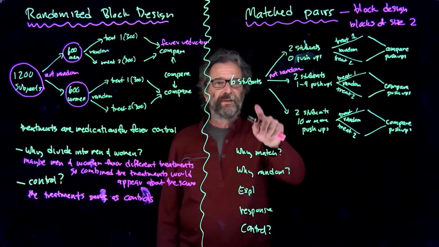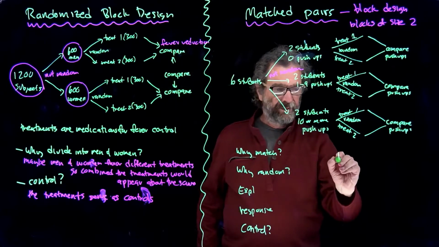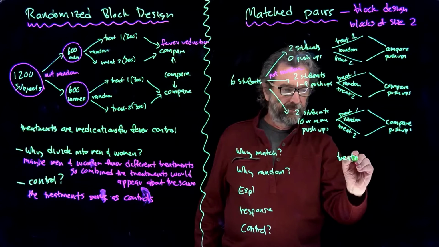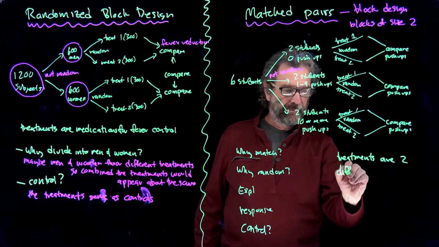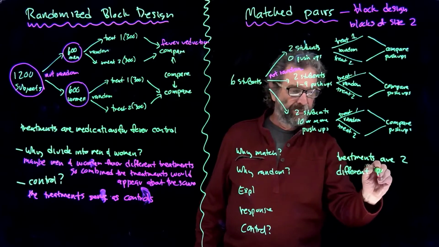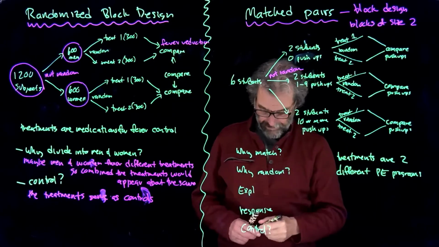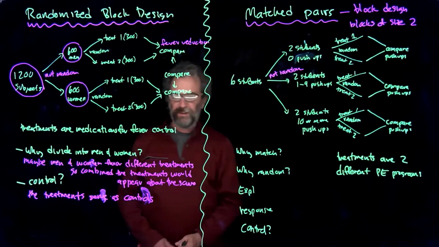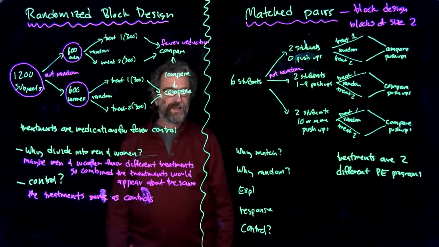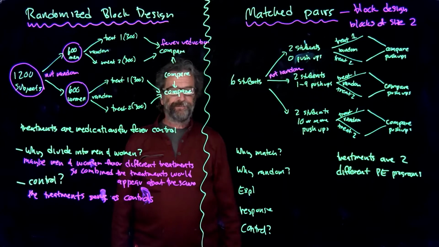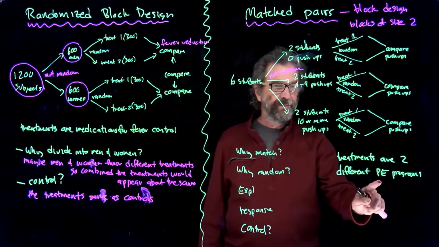Here are 6 students. We're wondering about 2 treatments. The treatments are 2 different PE programs that you might try. One of them might be just playing sports, softball, basketball, whatever, that's PE. And the other one might be working out in a weight room and maybe running on a treadmill. So there'll be 2 different treatments, 2 different PE programs for students.